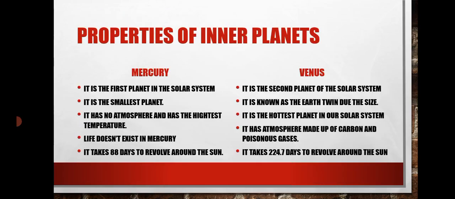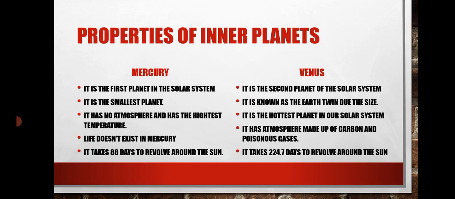Let's look out for the properties of these inner planets. We could see that of Mercury and also that of Venus. I won't say all, I'll just mention only two of them, then we proceed. Mercury is the first planet in the solar system, which is true. Two, we say it is the smallest planet. It has no atmosphere and has the highest temperature. Let's go to the days that Mercury revolves around the sun. We say it takes 88 days.